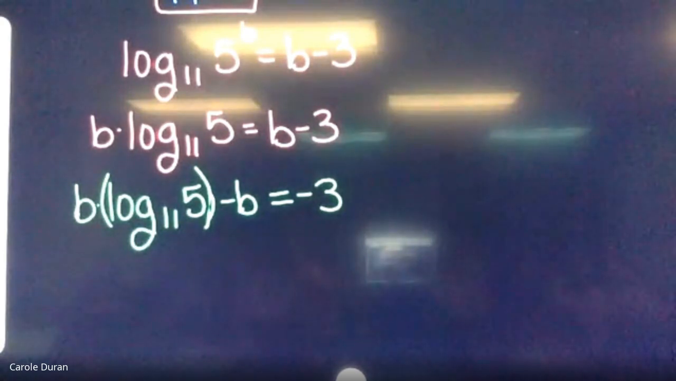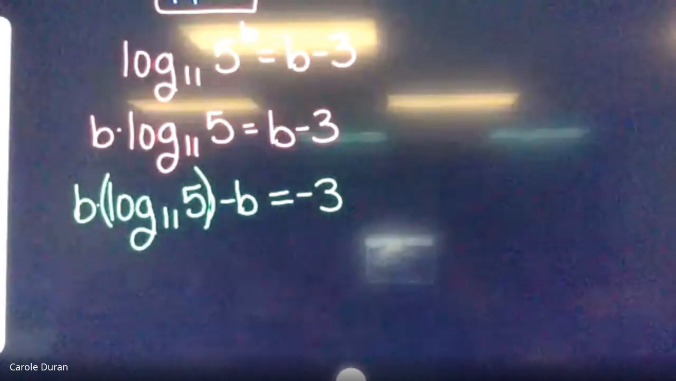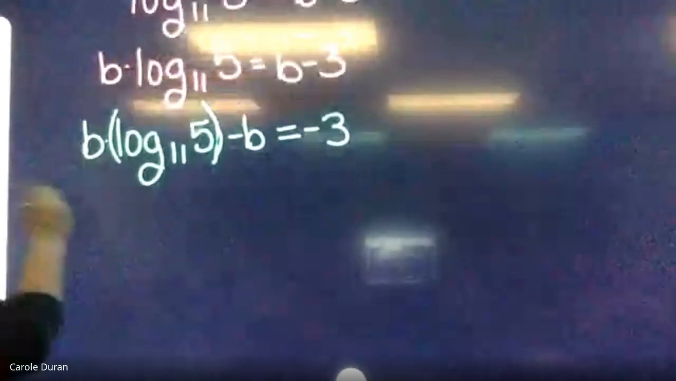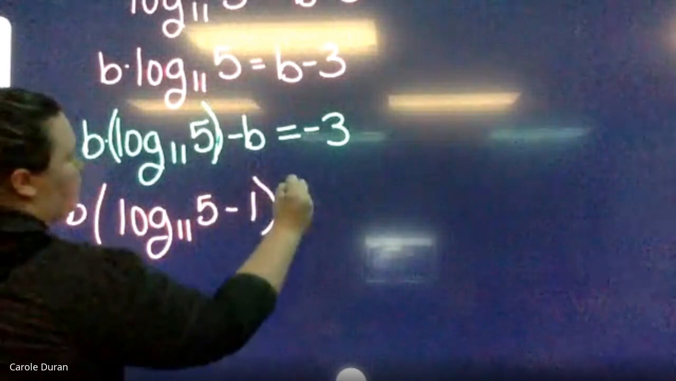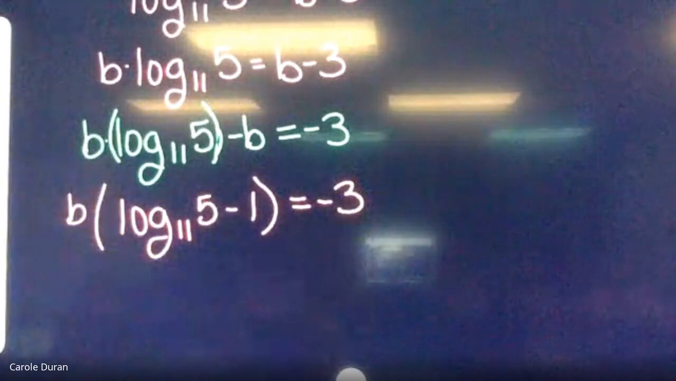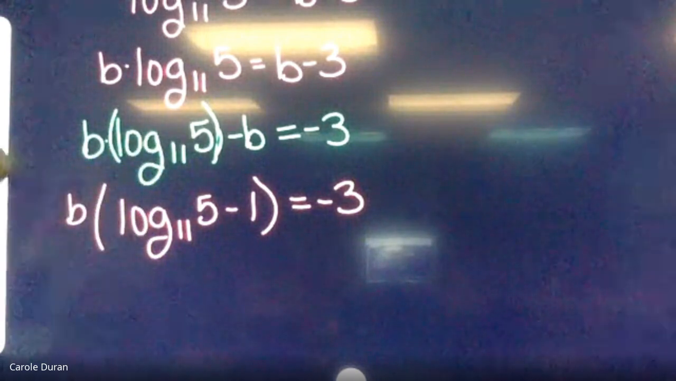Does anybody have an idea of how I can do that from here? I can't multiply them because there's an operation of subtraction between them, so I can't just change that. Could I factor a b out of that left-hand side? Sure. They have a common factor of b, right? They both have a b in them. So in theory, I could just factor it out and put it out front. So if I were to do that, I would have b times log base 11 of 5 minus 1 equals negative 3. Right? So I just divided b out of both of these and put it out front. Or undistributed it.